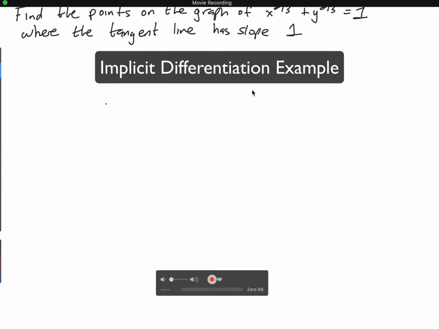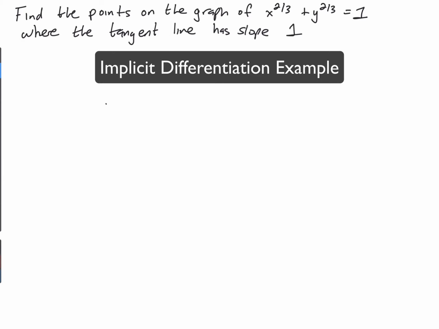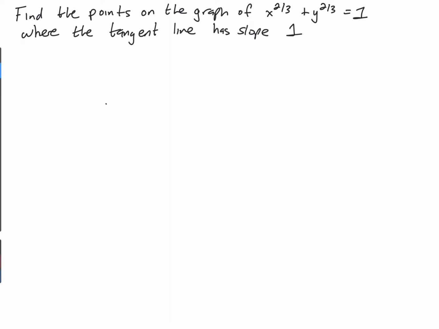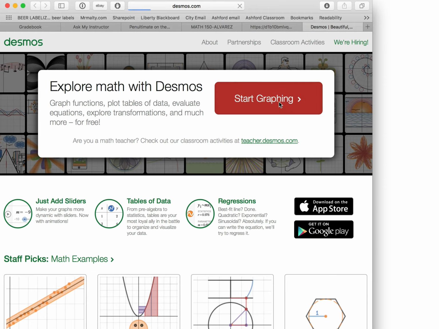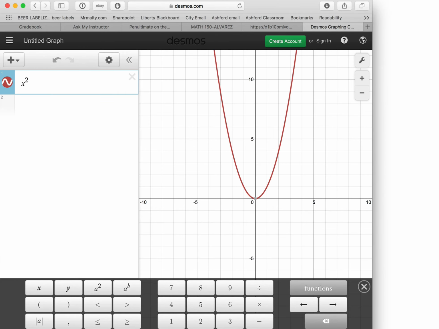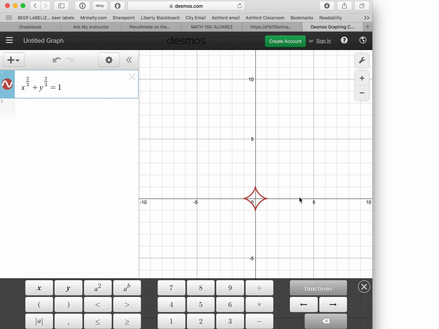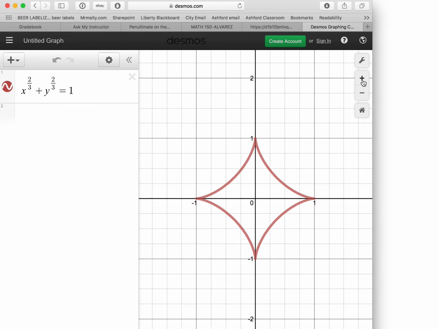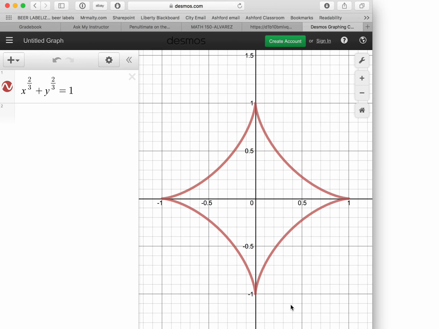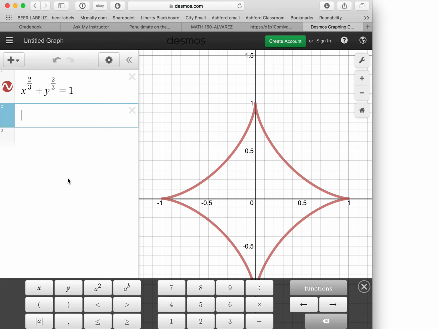Is that pretty good? Okay, so, all right, we're trying to figure out where it has slope 1. Do you guys want to see a picture? Yeah. Might as well, right? Let's get Desmos here, our good old buddy, old pal. So x to the 2/3 plus y to the 2/3 equals 1. So if I zoom in a little bit here. All right, so what are we looking for? We're looking for the points where the slope equals 1, right? Slope of the tangent line, correct.